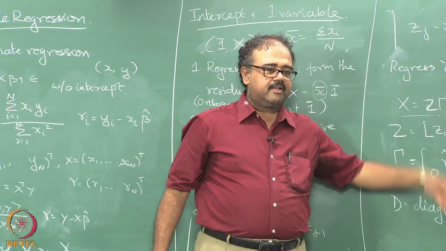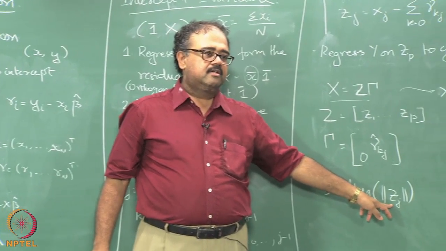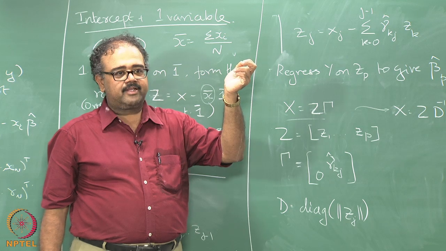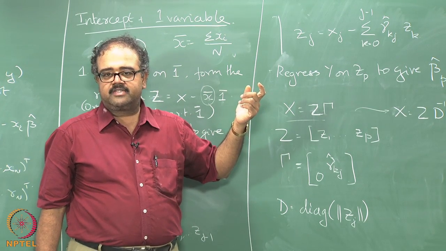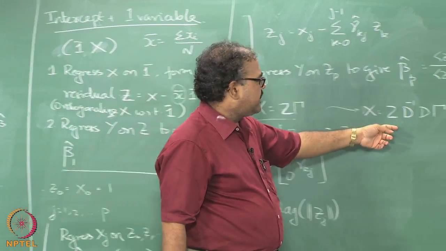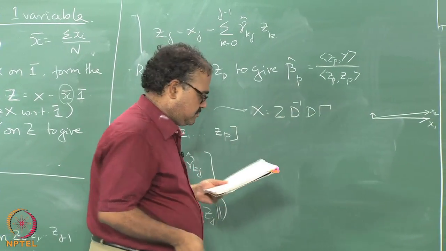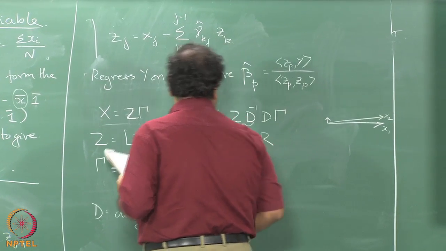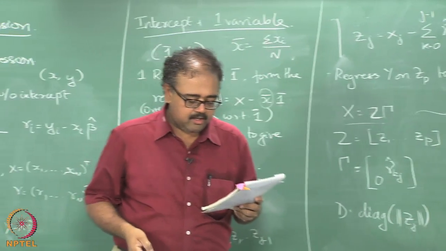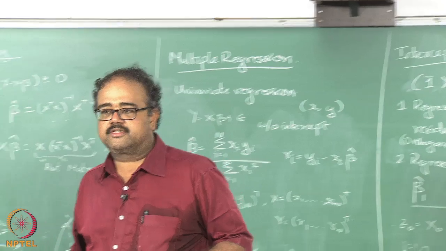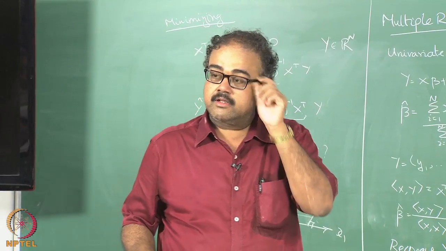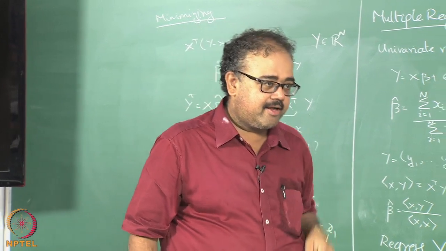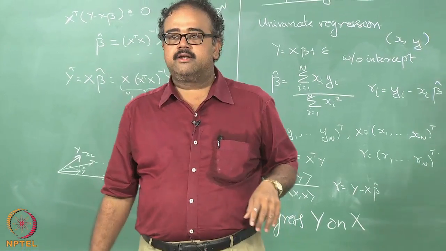So, D is a diagonal matrix where the diagonal entries are the norm of Zj, essentially the inner product of Zj with itself. So, the jth entry in the D matrix would be the inner product of Zj with itself, that is the norm of Zj. So, I can write it like this. This is called the QR decomposition of X. The thing about Q is it is orthogonal, and R is upper triangular.